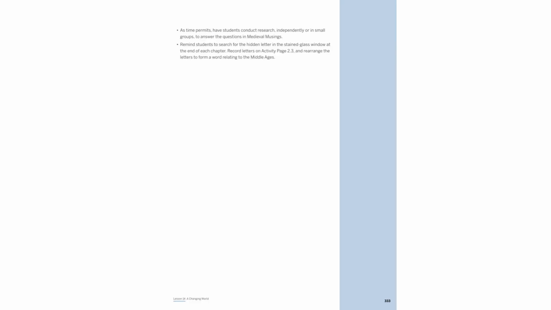Students are encouraged to explore medieval musings by researching independently or in groups. They should also look for the hidden letter in the stained glass window at each chapter's end. These letters, recorded on activity page 2.3, can be rearranged to form a word related to the Middle Ages.